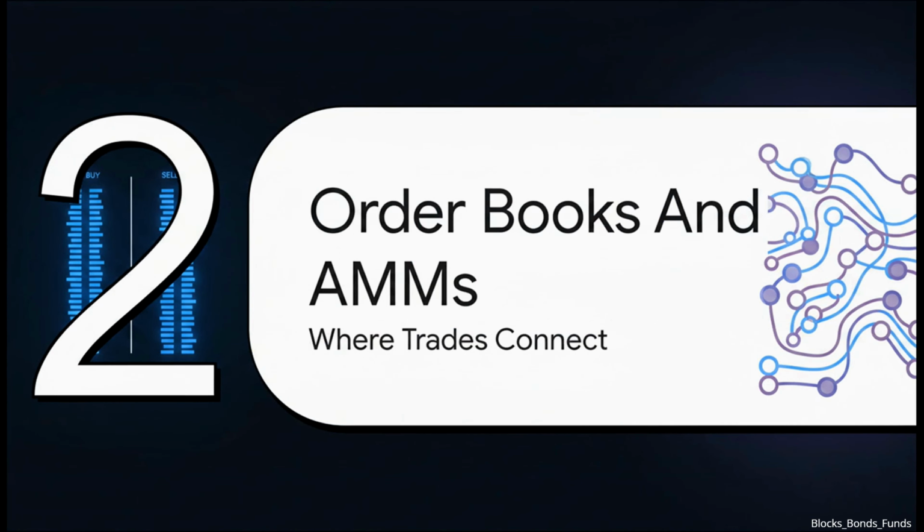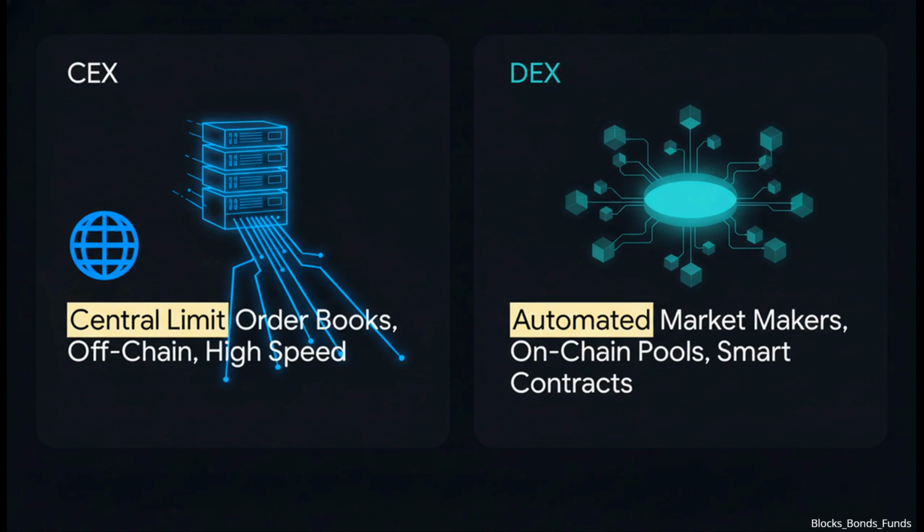Now, let's look at exactly where and how these trades actually connect, because it varies wildly depending on the type of platform you're using. If you're on a centralized exchange, your trade is hitting what's called a central limit order book. It's totally off-chain, and it happens in milliseconds. It is lightning fast. But if you're using a decentralized exchange, there is no central order book. Every single trade happens directly on-chain, utilizing smart contracts in decentralized liquidity pools.